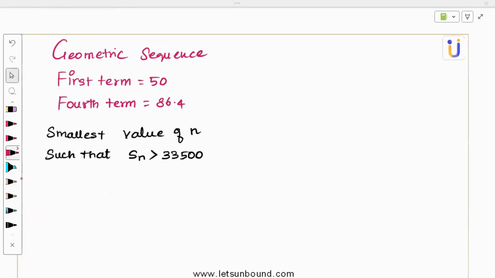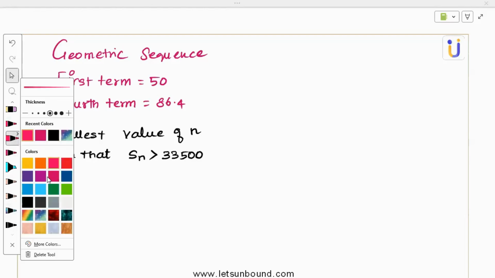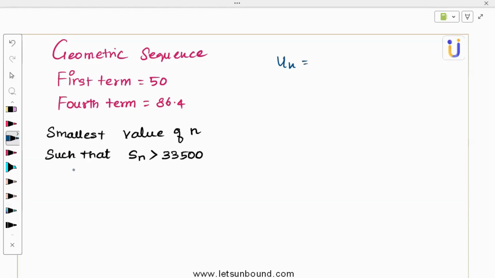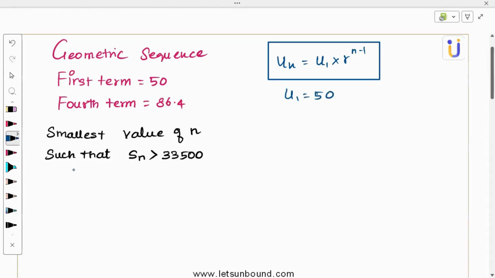And the basic thing, we need to convert all the given things into the known form. I know the general term. So the general term of a geometric sequence is un equals u1 first term times r power n minus 1. So this I know. I have two clues based on terms, so I can apply it. First term, u1 is 50. Fine. And u4 is 86.4.